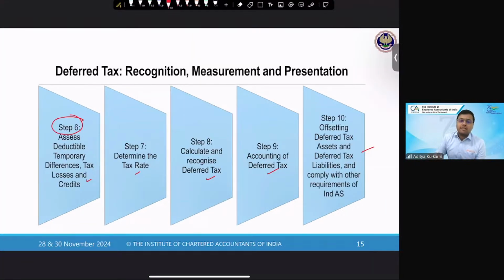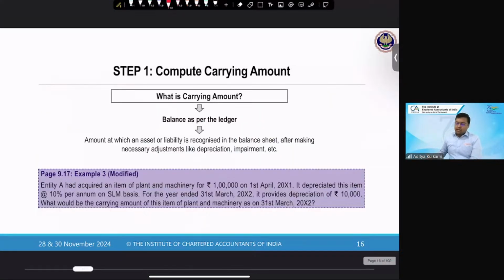Step 7, kaun sa tax rate use karoge? Multiply with the tax rate and the difference to arrive at deferred tax. How to account, and finally offsetting and other requirements of Ind AS. So steps bade lag rahe, but it's quite simple actually. Okay. Now, what is the carrying amount of the asset?